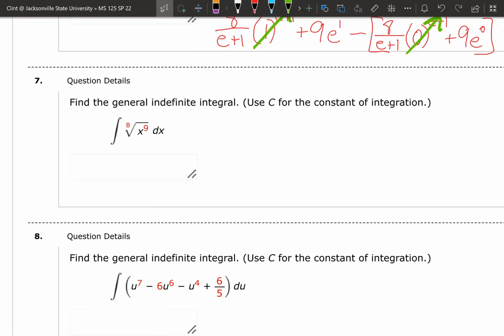And let's see. Got an indefinite finally, so they're shorter. All we got to do is get the antiderivative part. So I'm going to rewrite this so we can use our reverse power rule. So what's that going to be? X to what power? 9/8. That's right. The index on the radical goes in the denominator.